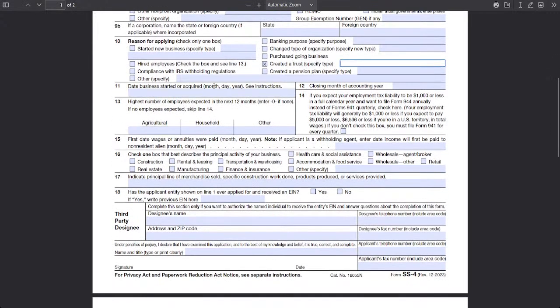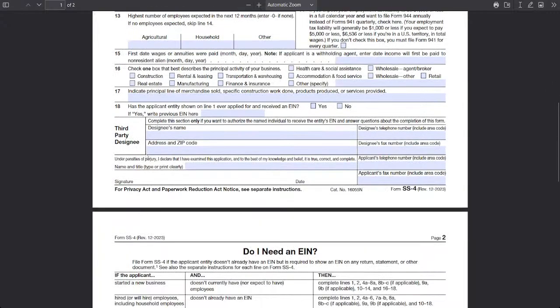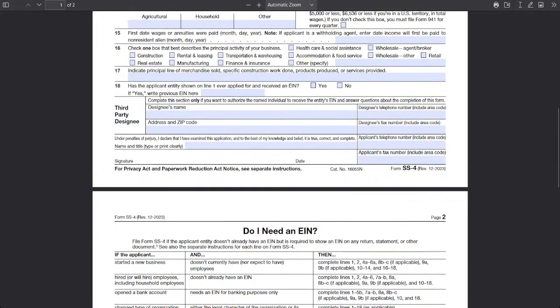Date business started. That would be the inception of the trust. Closing month of accounting year. Typically, that's going to be December for most people. Highest number of employees? Nah. So zero. First date wages? That doesn't apply. And this is the thing, y'all. A lot of people think you've got to fill out everything on a form. If it doesn't apply, it doesn't apply. You can always fix it. You can change it. You can amend it later.